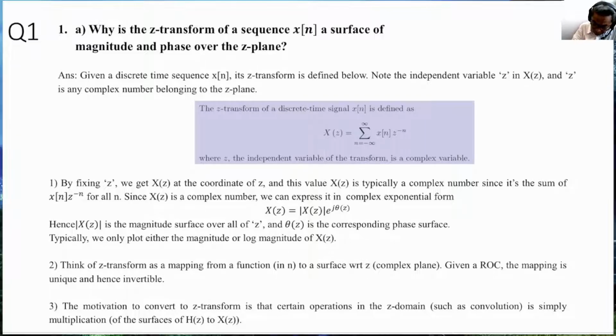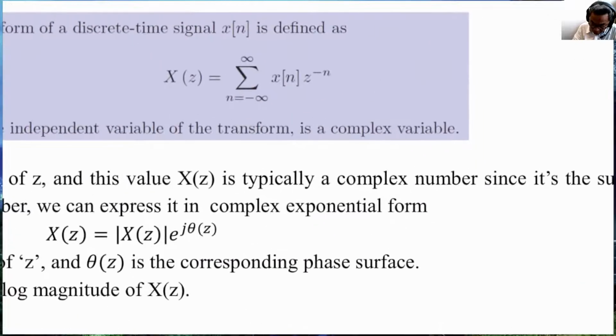In question 1, we are asked, why is the Z-transform a sequence? Why does it become a surface in the Z-plane? Let's recap on the equation.